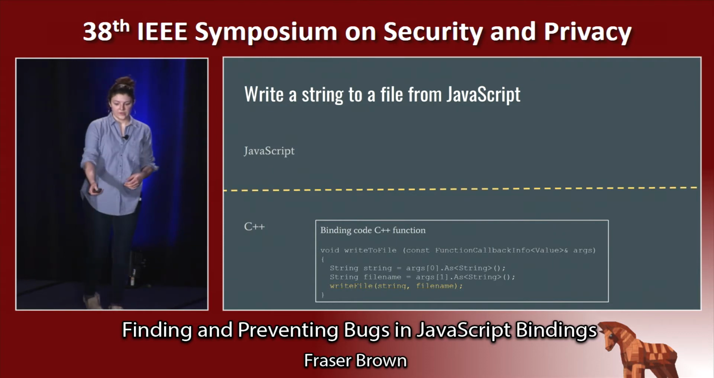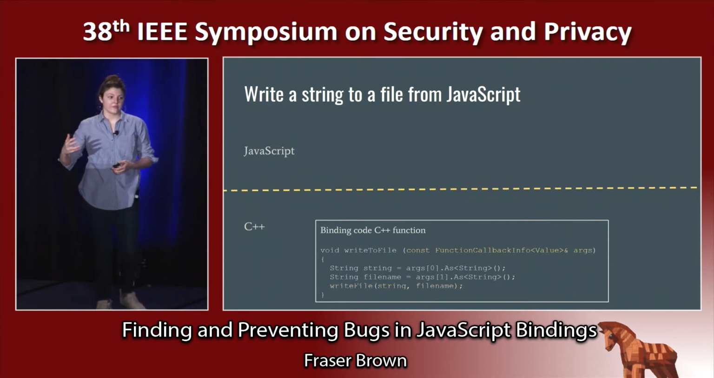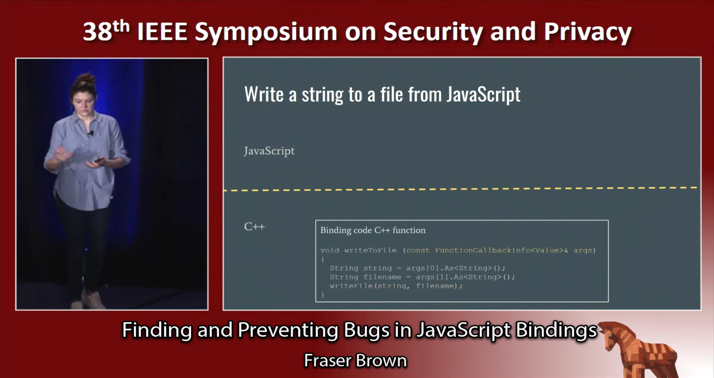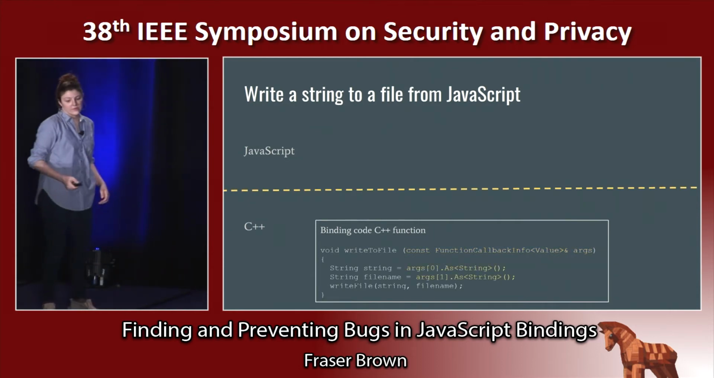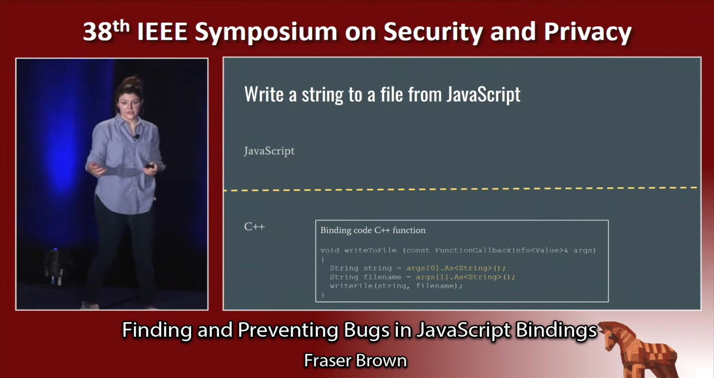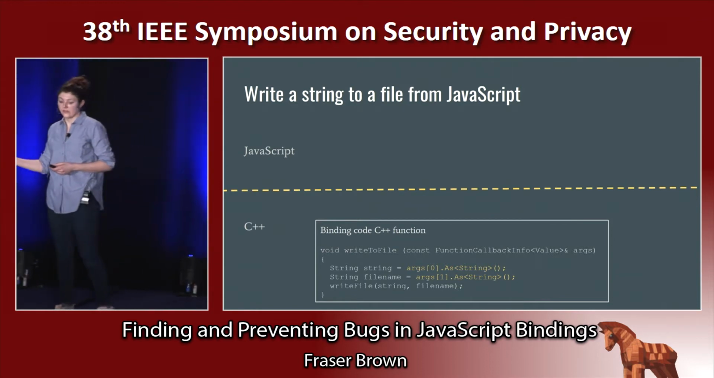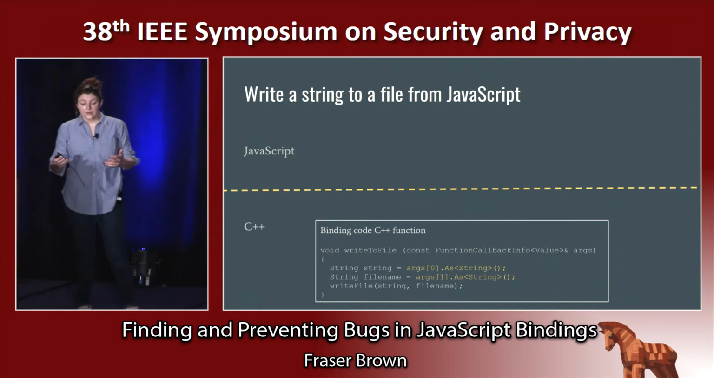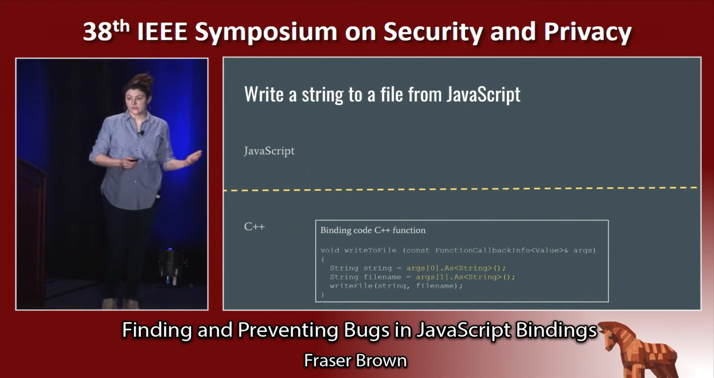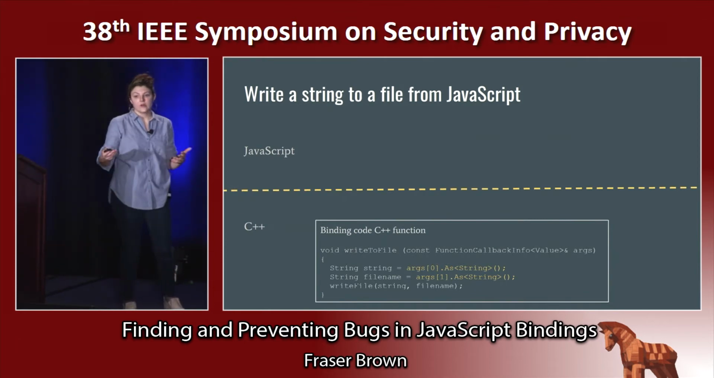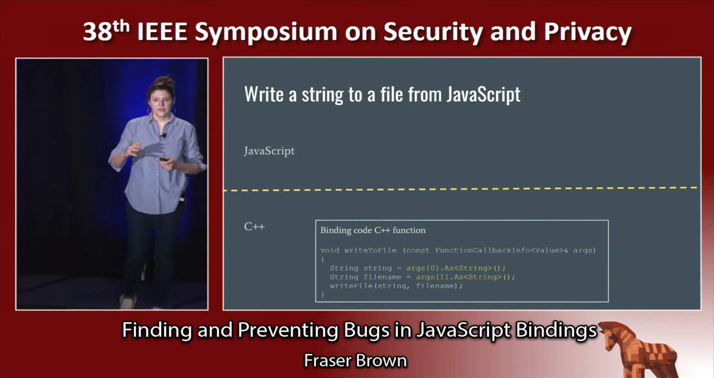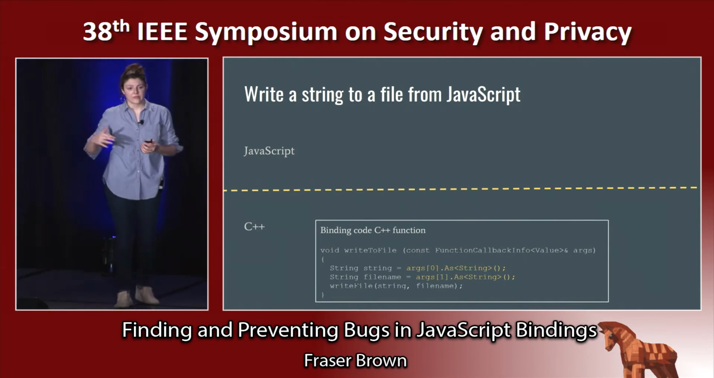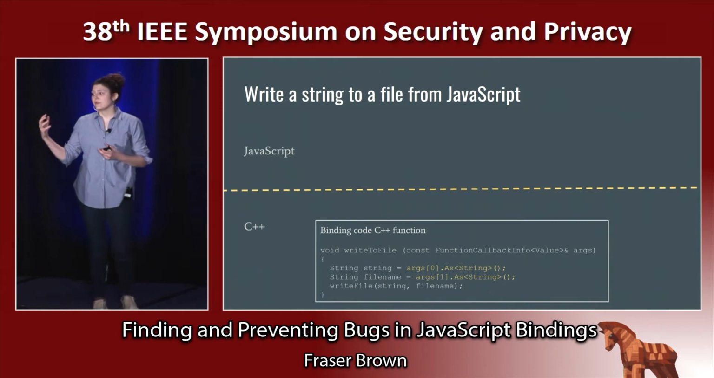And this binding code can accept JavaScript arguments using V8's general JavaScript argument type. And then it's going to convert these arguments to C++ strings using the asString function. This also comes with V8. Then we have these normal C++ strings, string and file name, and we can call writeFile as normal. So you can sort of think of binding code as JavaScript written with C++ APIs, right? Because it has to manipulate these JavaScript values.